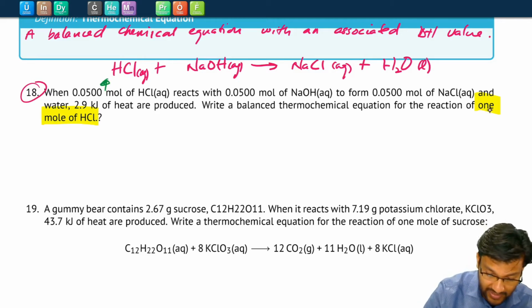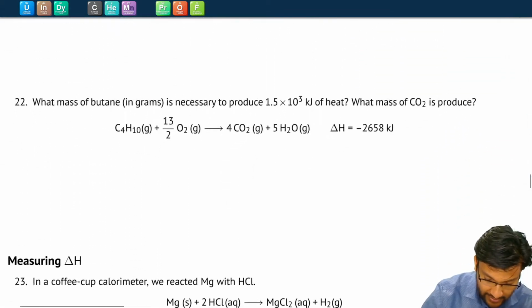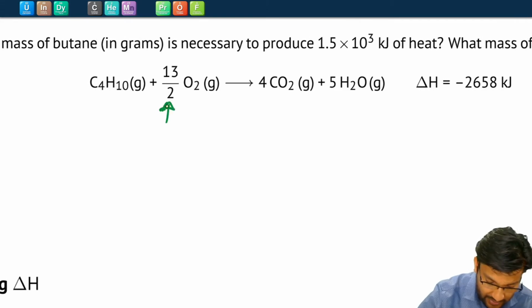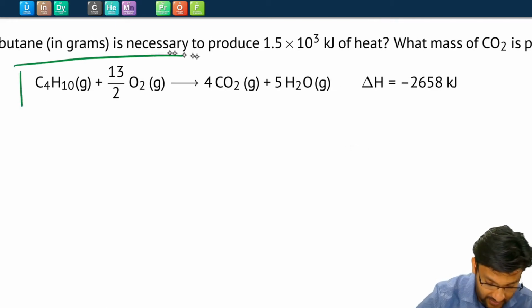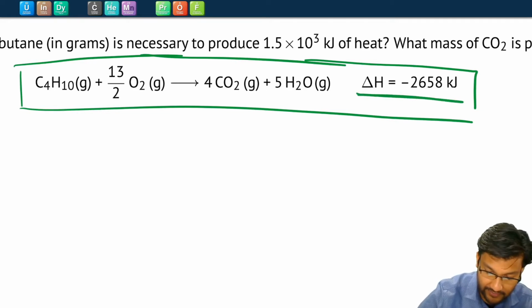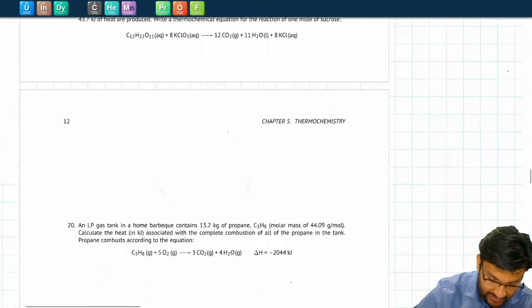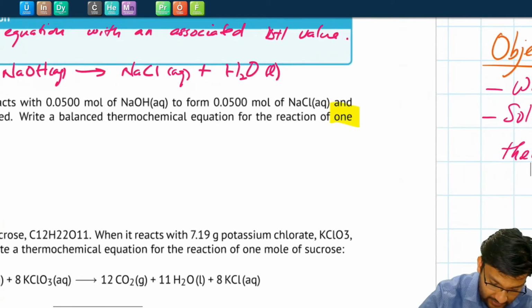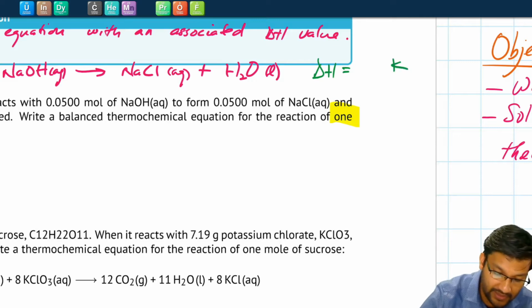Sometimes to balance it with what they ask, for example, in this one it's 1 mole of HCl, you will have to end up using fractional terms to balance. For example, this one was balanced for 1 mole of butane, so we actually had to use 13/2 moles of oxygen. That can happen in thermochemical equations. So here's the example of another thermochemical equation. We have the balanced chemical equation with the delta H value written right next to it. Usually that delta H will have a value in kilojoules.